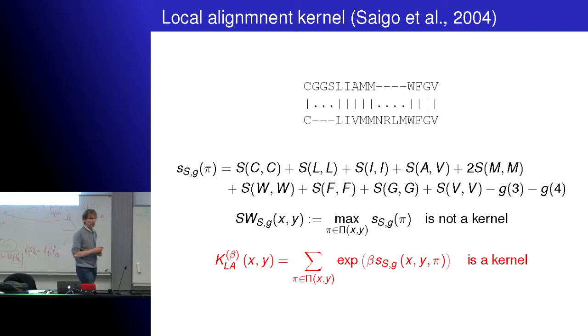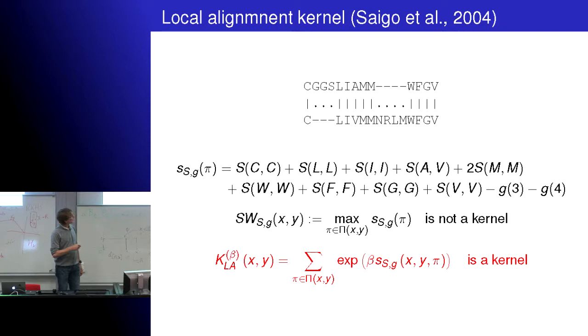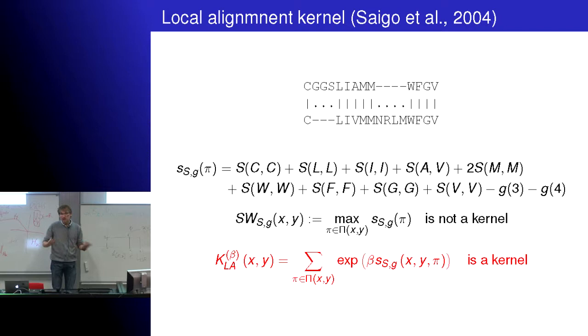Another thing you can do is to try to change this notion of similarity into some other one that would be a valid kernel. In this case, there is a way to transform the Smith-Waterman score into another score, which is a valid kernel, meaning it's really an inner product, which you can use without any problem in any kernel method. The trick here, and it's quite a general trick, is to replace a max by a soft max.